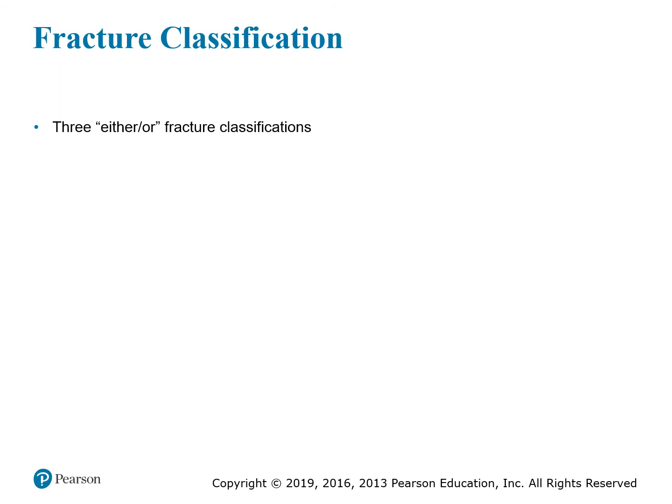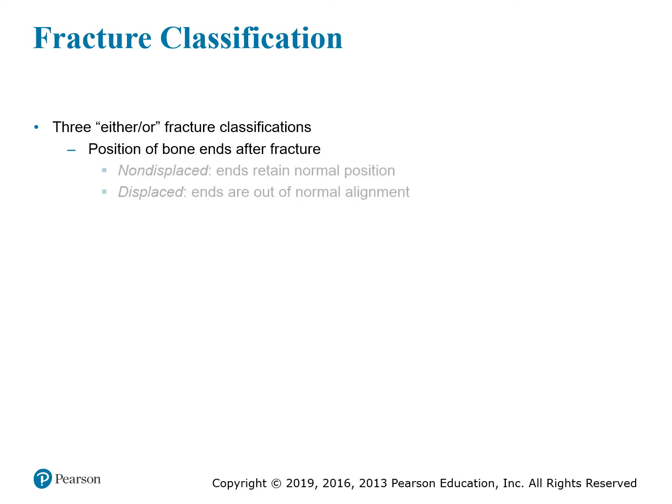And so we'll start out with fractures, and there are three sort of either-or fracture classifications. First, where is the position of the bone ends after the fracture? Are they together or have they been separated? In non-displaced fractures, although the bone has been completely broken through, you don't see any displacement of the ends of the bones. In displaced fractures, you're going to see these ends come out of their normal alignment.